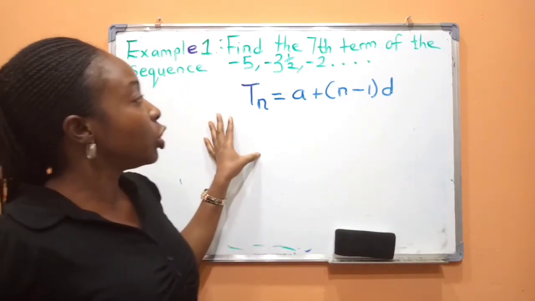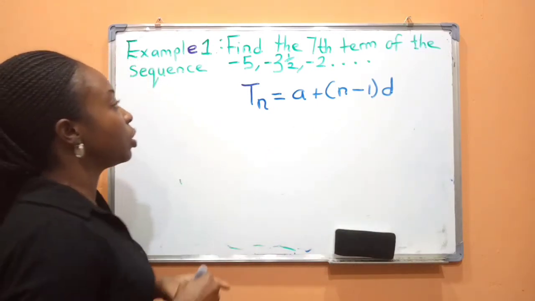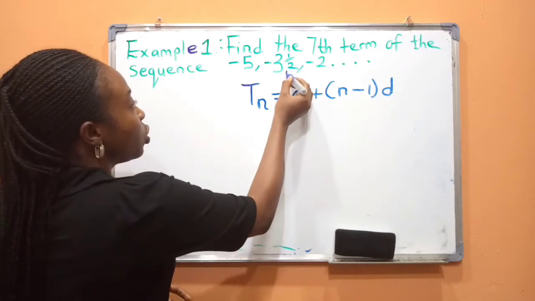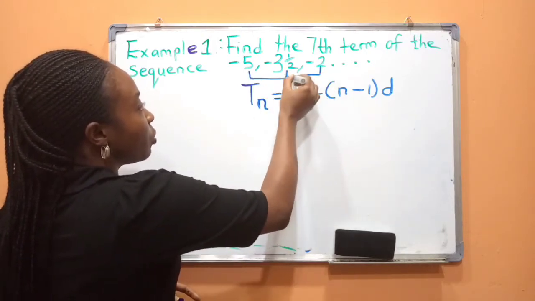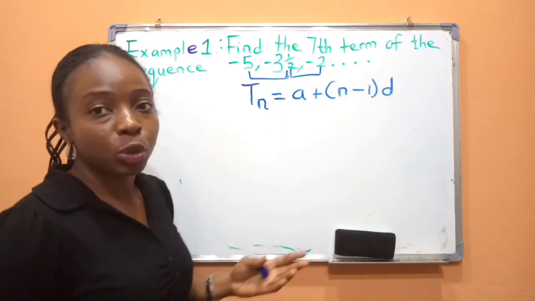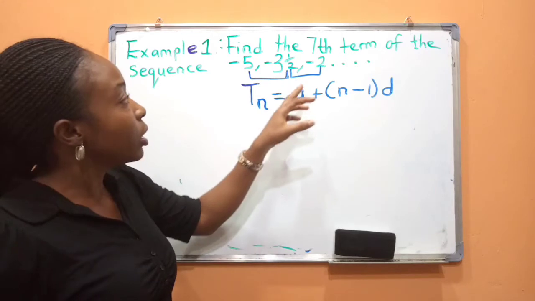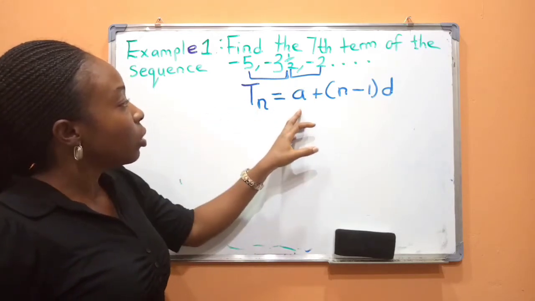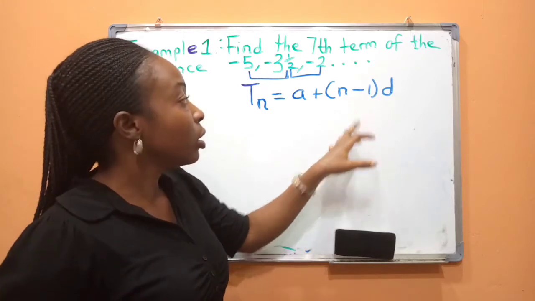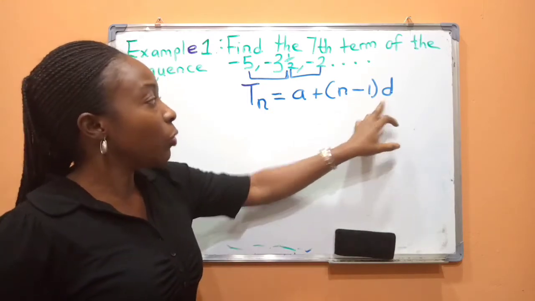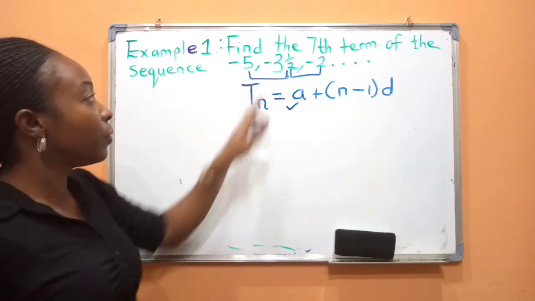And the next thing we should check for is d. For us to find the common difference, we need to use this to subtract this, or we can as well use this to subtract this. Whichever one you choose, that's fine. But since we already have the first term, and we know the number of terms we have to find, what's left is d. So before we can apply this formula, let's first of all go ahead and find d.